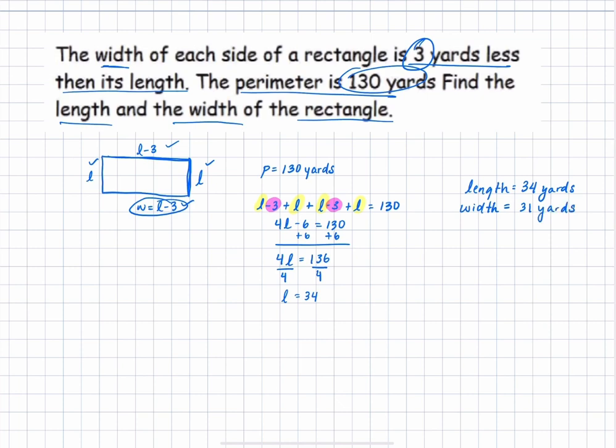Now, if you want to check your answer, you can do that by multiplying these numbers by 2 and then adding them together. So let's try it. 34 times 2 and then 31 times 2. Well, 34 times 2 is 68. And then 31 times 2 is 62. So then you add these two together. 68 plus 62 gives us 130, which is our perimeter.